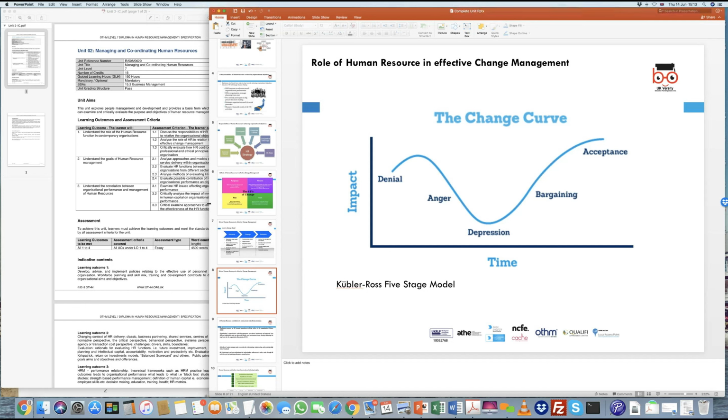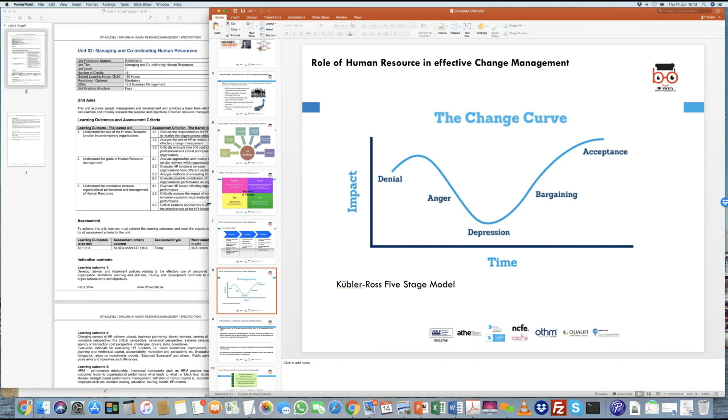Yes, after a while. So when you look at humans, when we look at people in particular within the organization, if you try and implement change, they go through certain phases of expressions or certain phases of acceptance or not accepting that change. And this is then described in the form of something called the Kübler-Ross 5-stage model change curve.